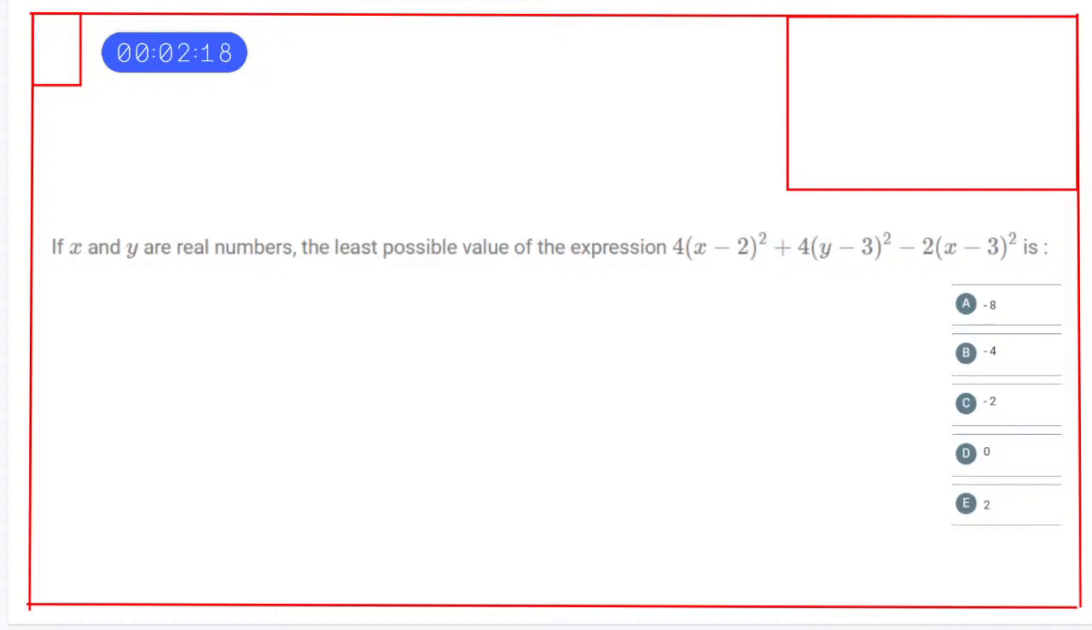No, -2 is not the answer. We can clearly see that for the least possible value of the expression, at y equals 3, this whole expression is 0. So we just have to focus on the remaining two parts.